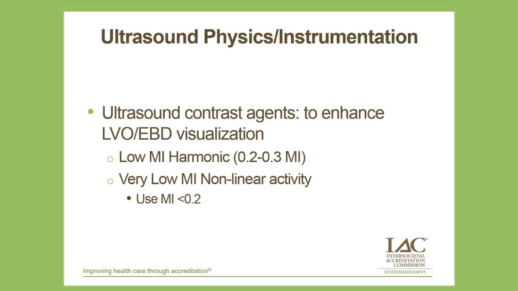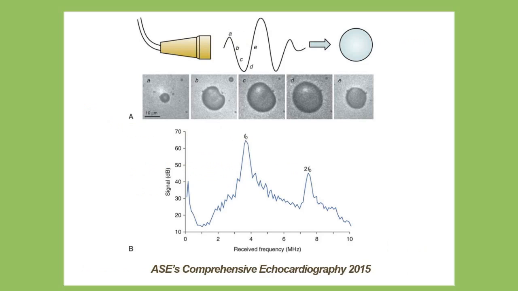There are two ways this can be done. There's low mechanical index harmonic imaging, for which we recommend using a mechanical index on your transducer of 0.2 to 0.3. And then there's the very low mechanical index nonlinear type of activity, which again is available on most systems today. But this is unique in that it requires a mechanical index of less than 0.2 and probably provides the best method of optimizing contrast for left ventricular opacification, which is the FDA-approved indication for using ultrasound contrast.